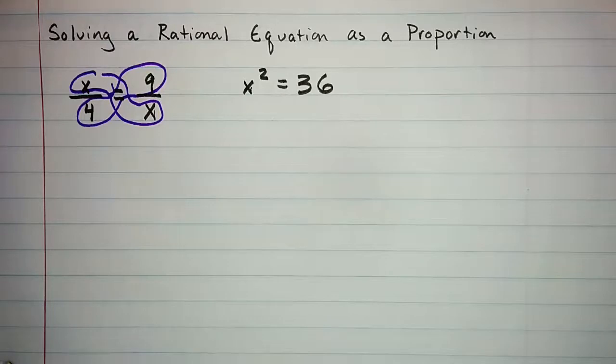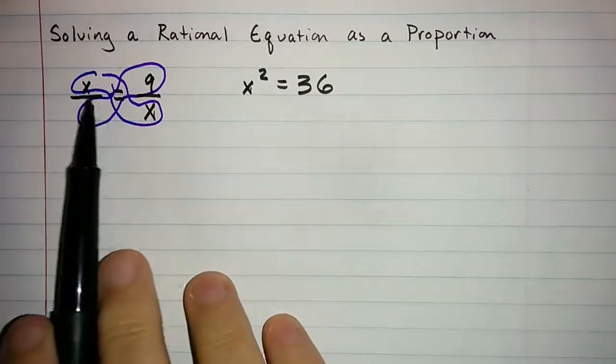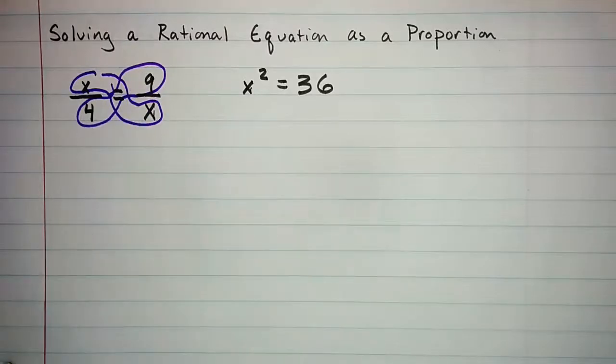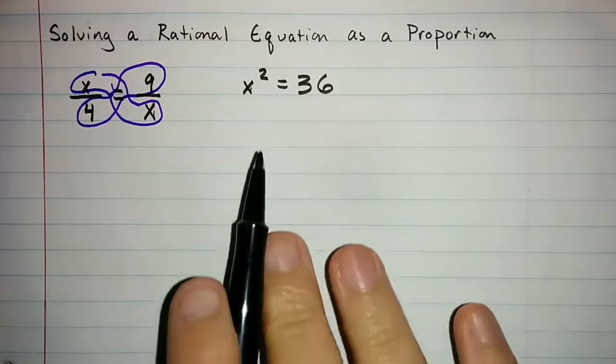Remember, if we've just cross multiplied and we still see fractions, what we've just done was not cross multiplying. This is where we say if these two fractions are equal, then their cross products must be equal. This is a polynomial equation.